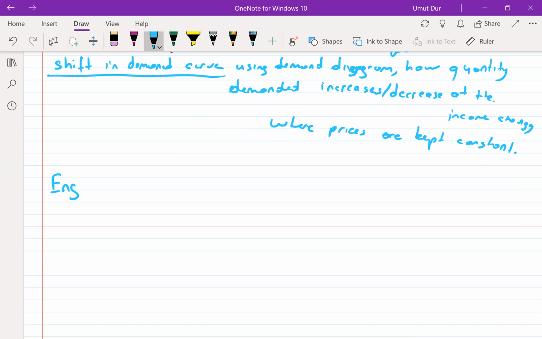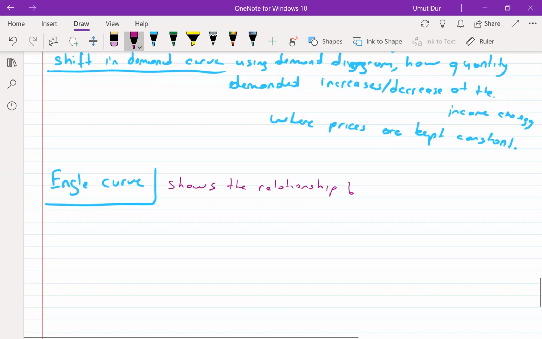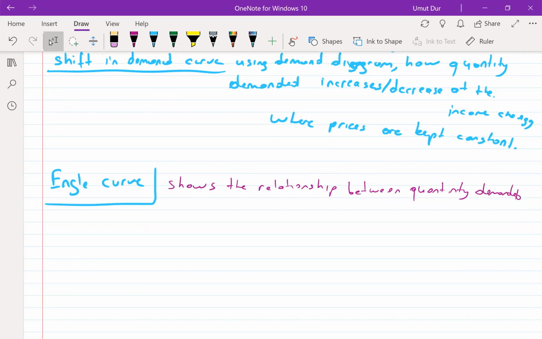called the Engel curve. And it basically shows the relationship between quantity demanded of a single good and income, where holding prices constant.